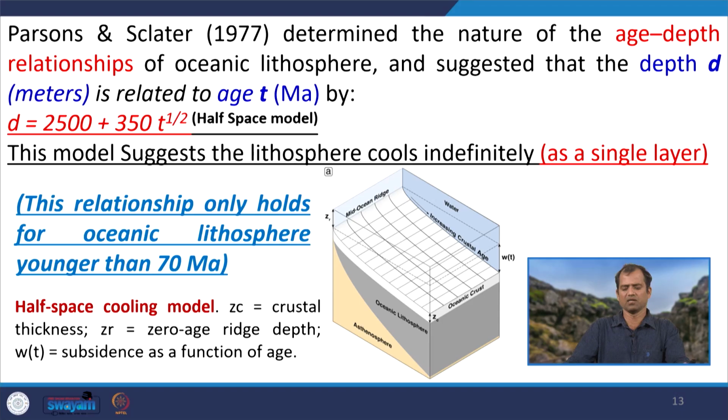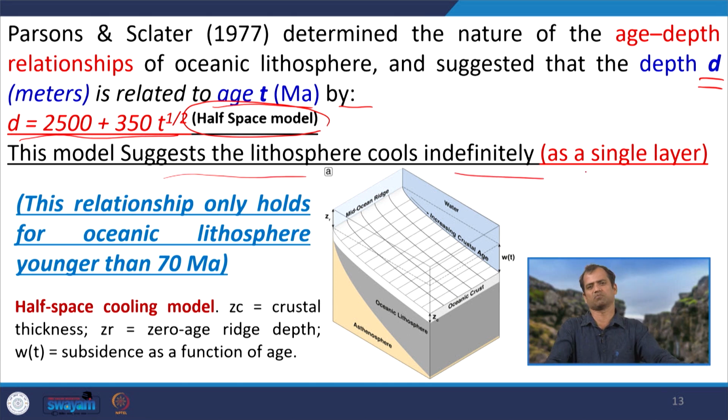So, Parsons and Sclater in 1977 determined the nature of this age-depth relationship of the oceanic lithosphere and suggested that the depth d in meters is related to age t in million years by this formula, and this is called the half space model. This model suggests the lithosphere cools indefinitely, but that is not possible, because if the lithosphere cools indefinitely, there would be no plate tectonics. Somewhere we have to heat it up so that the convection current should start, that should be subduction. That is why plate tectonics continues.